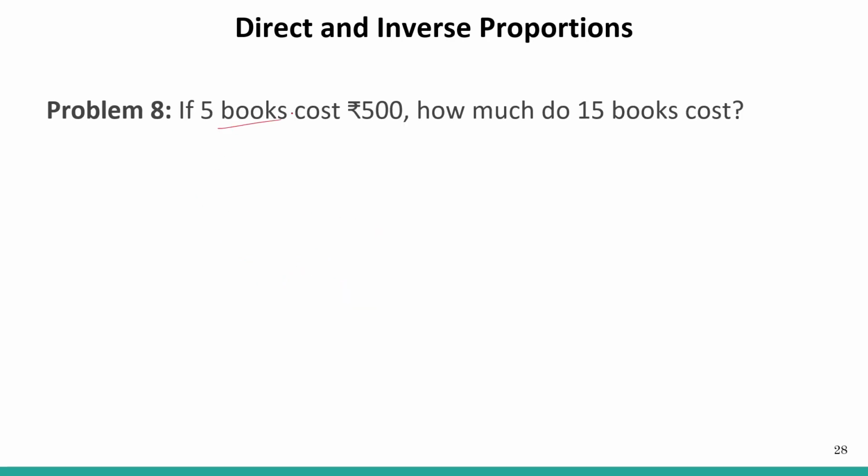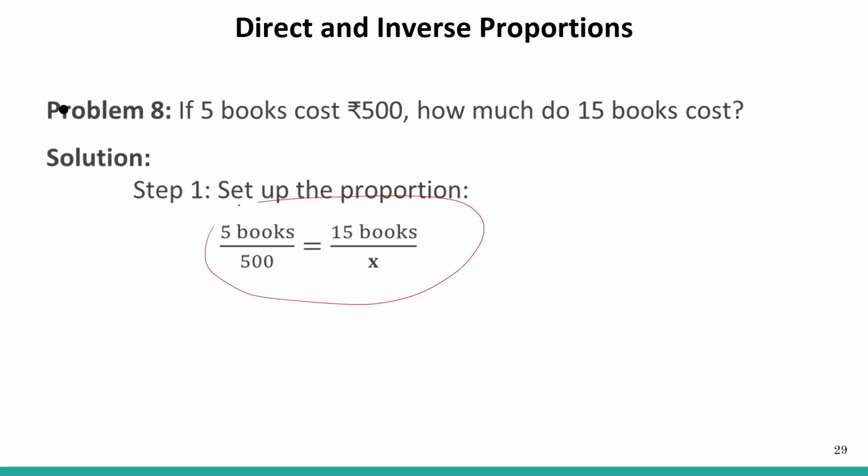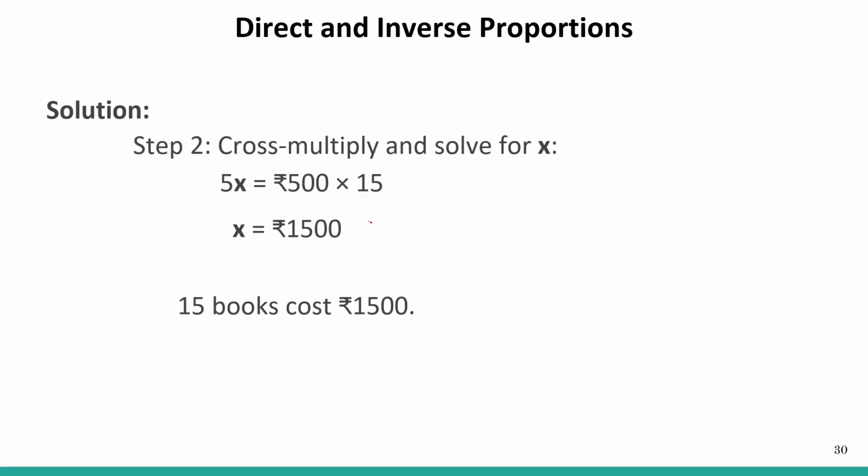If 5 books cost 500 rupees, how much do 15 books cost? So 1 book costs 500 by 5, which is equal to 100. So 15 books cost 1500. 5 books by 500, 15 books by X is equal to 1500. So 15 books cost 1500.